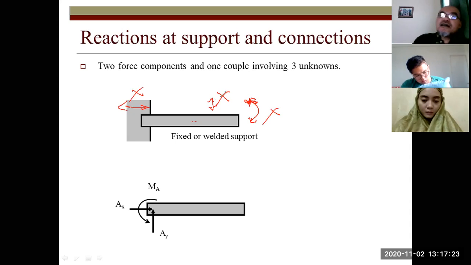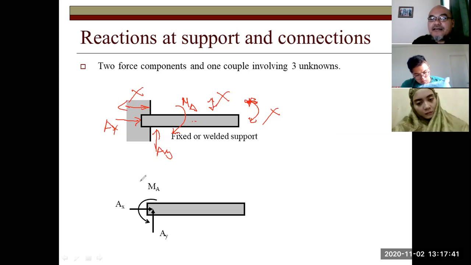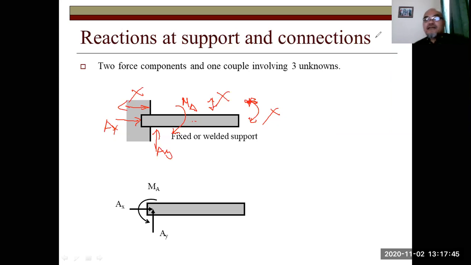So it means there are three reactions: the first reaction force, the second reaction force, and a reaction moment. Here Ax, Ay, or MA. You can assume the reaction moment direction as you like, either clockwise or counterclockwise. Later, when we calculate, if we find it negative, then we know that we should reverse the direction.